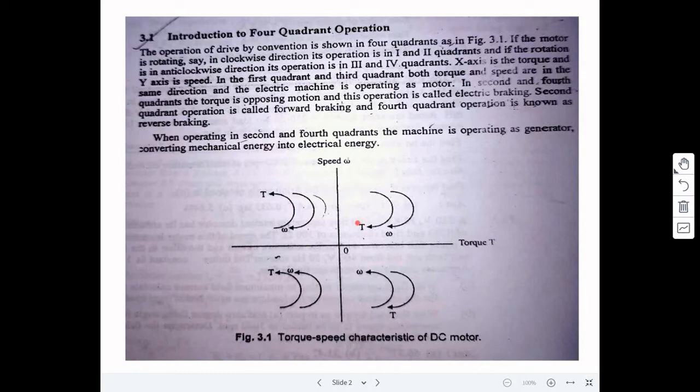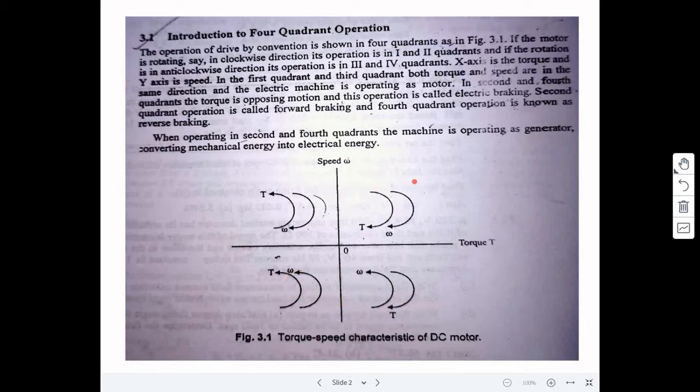Here, if you observe, which two quadrants will we call forward, and which two will we call reverse? Whenever speed is in the clockwise direction, those two quadrants are called the forward modes of operation. When the speed is in reverse, in the other two quadrants, those two will be called the reverse modes of operation.